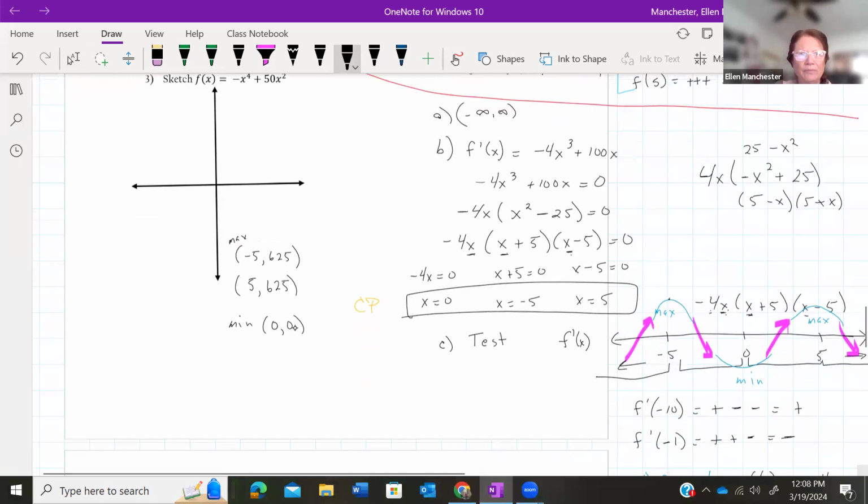Okay, so sketch. I have 2 maximums and I have a minimum. So my graph looks something like this. It goes up, hits the max, comes down, hits the min, goes up, hits the max, and then goes down again. Okay, so my graph should look very much like my test chart. Any questions?